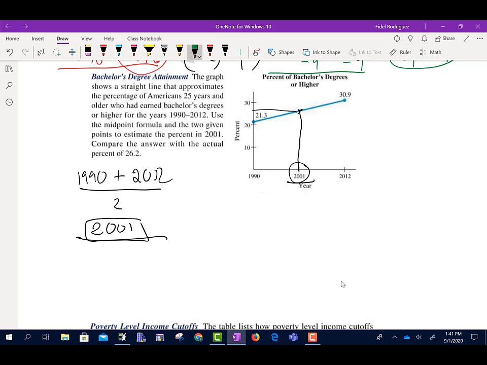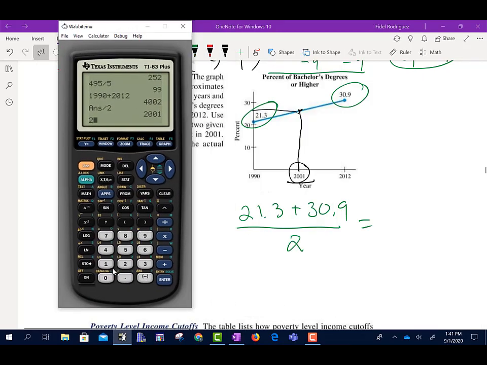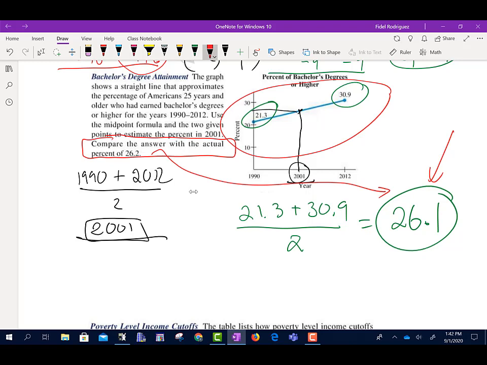So guys, the easiest way for us to find the y coordinate, we're going to take those two y values, add them up, and divide by 2. Okay. So let me move this over here, 21.3 plus 30.9 divided by 2. And I'm coming up with 26.1, right? And it says, if you notice right here, compare with the actual answer of 26.2. Yeah, we're pretty close, right? Remember, these are percents. So 26.2% was the actual. And based on this graph here, we came up with 26.1%. So we were very, very close, okay? That's all it wanted us to do.